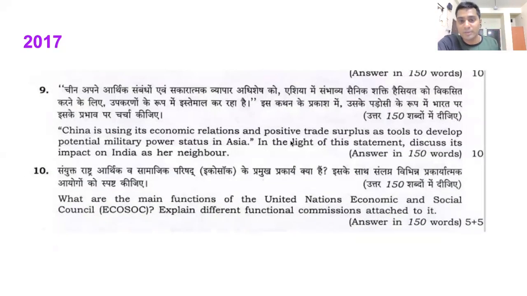China is using its economic relations and positive trade surplus as a tool to develop potential military power status in Asia. They are speaking about a particular region called Asia and they have framed that question, changing Asia order. ECOSOC, important international institution.